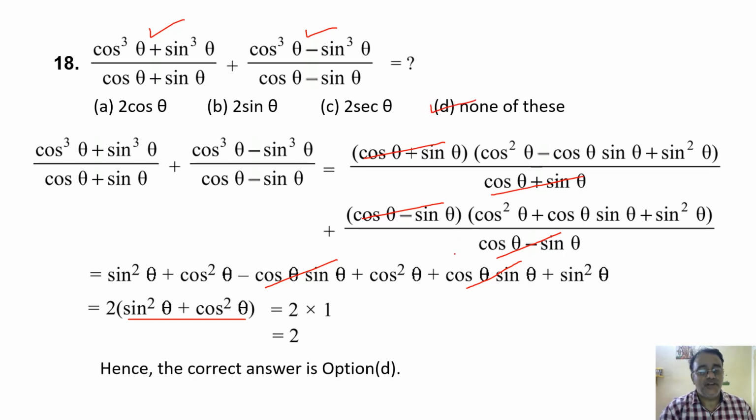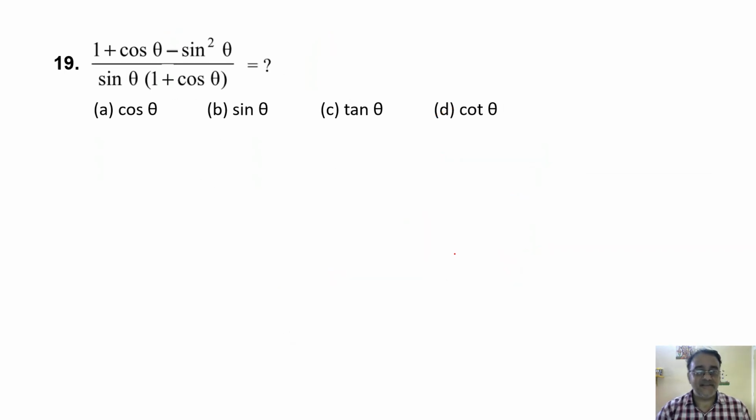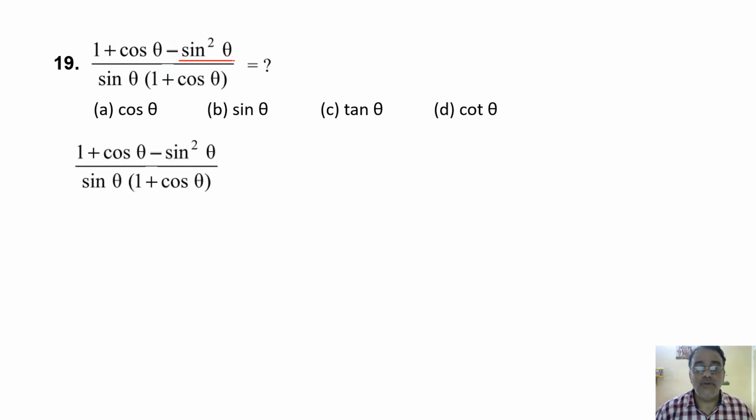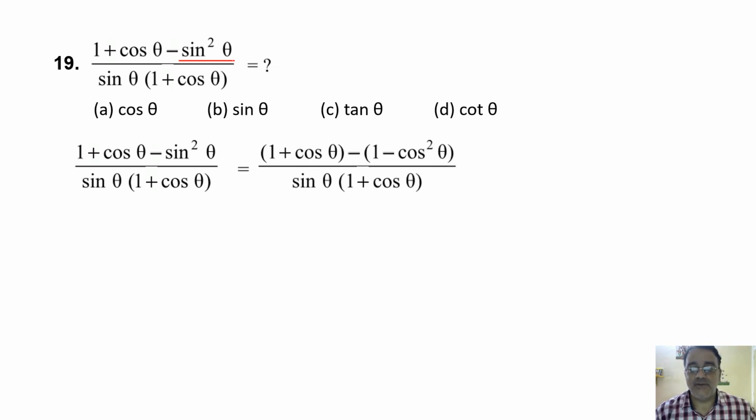Okay, so now we are moving toward question number 19. 2 more questions are left. So (1 plus cos theta minus sin square theta) upon sin theta into (1 plus cos theta) is equal to question mark. Right? So what we will do, first we will change sin square theta. How will you write sin square theta? 1 minus cos square theta. Very good. 1 minus cos square theta.